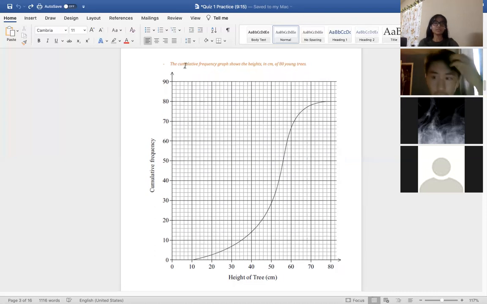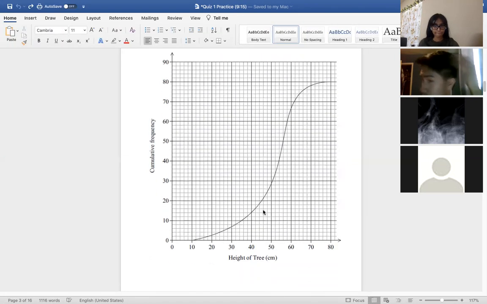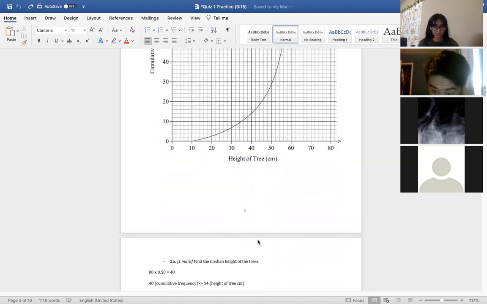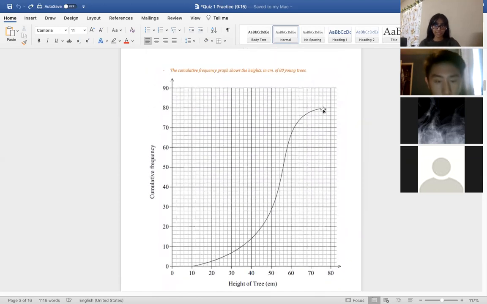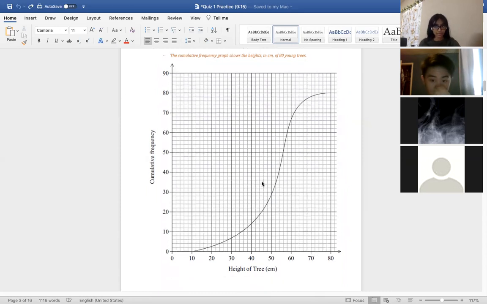The cumulative frequency graph shows the heights in centimeters of 80 young trees. Okay. Question 1. Find the median height of the trees. So the highest value is 80. So 80 divided by 2, or 80 times 0.5, equals 40. So you find that right here. Get to the graph. Then you'd get 54, since each box is a value of 2.